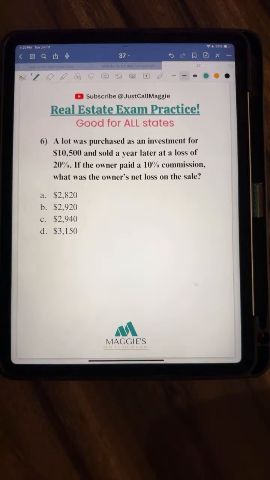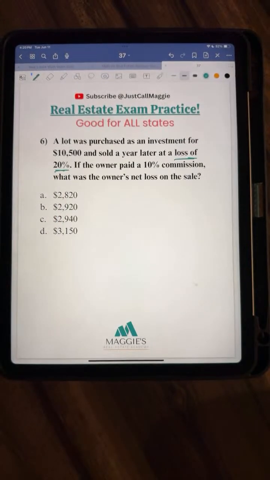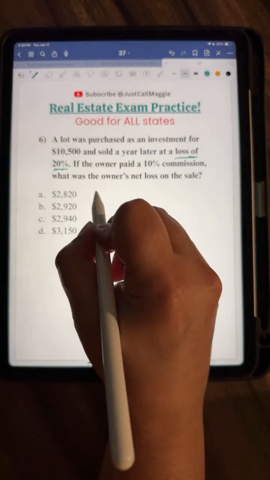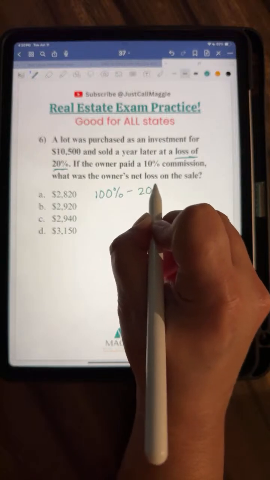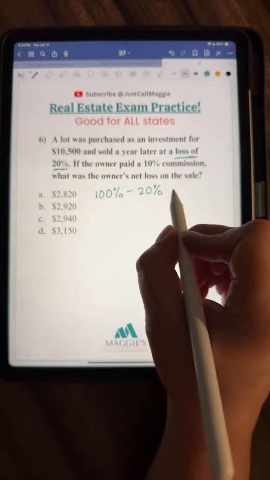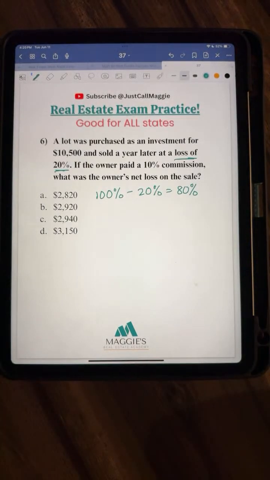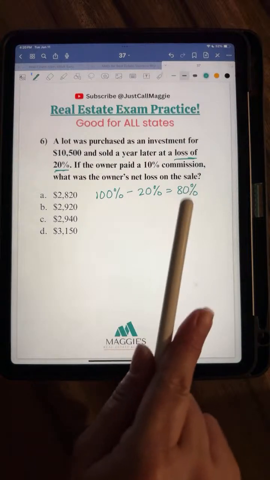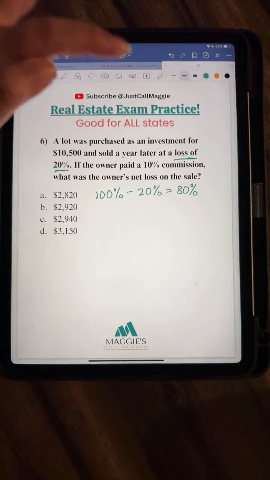So we see here that there was a loss of 20%. So you're going to have to take that into consideration. Remember, when there's a loss, you take 100% and subtract the amount of loss. That leaves you with a total left of 80%. So now we're going to multiply by 80% here.